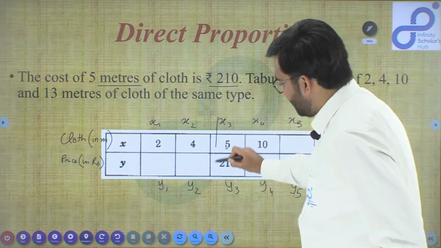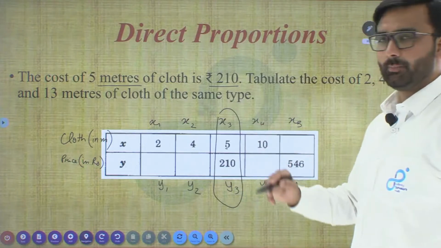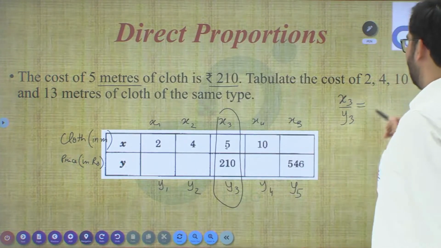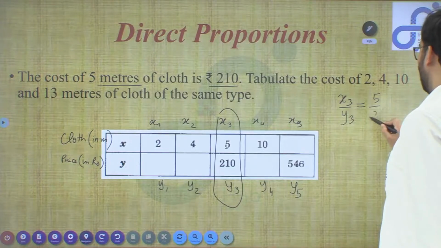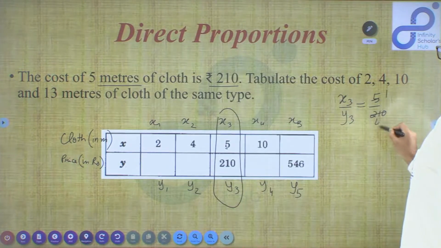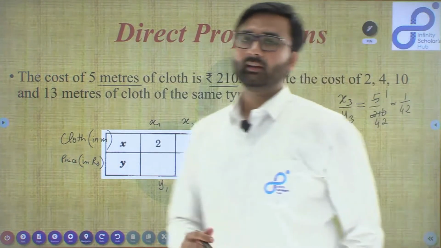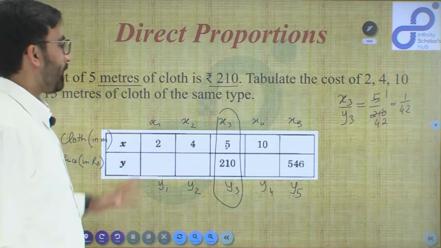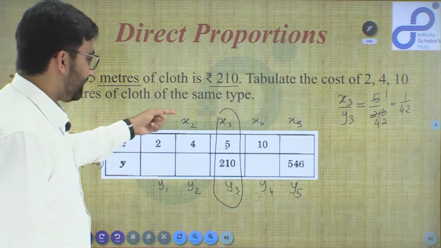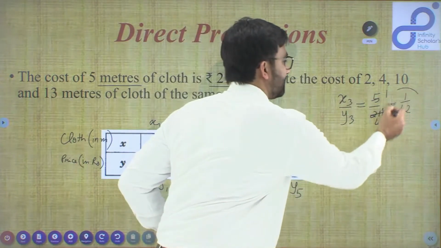Now see, x3 upon y3, both these values are given, so you can find the constant of this particular sum. x3 upon y3 equals 5 by 210. If I cancel the common factor, 5 ones are 5 and 5 fours are 20, and 5 twos are 10, so you will get 1 by 42. Now you know that if I find the ratio of x1 upon y1, or x2 upon y2, or x4 upon y4, or x5 upon y5, I am going to get the same constant, which is 1 by 42.